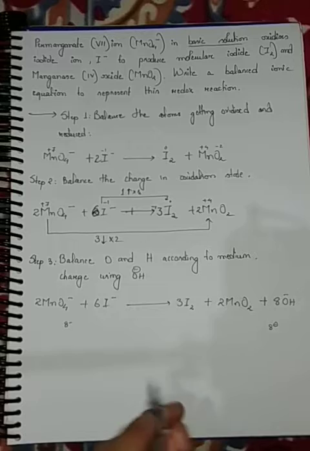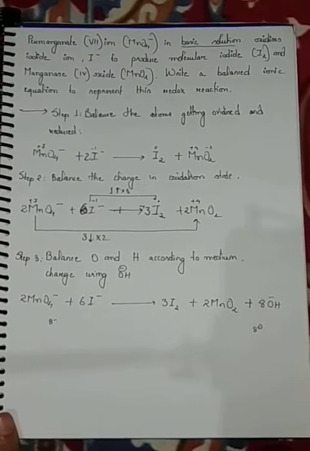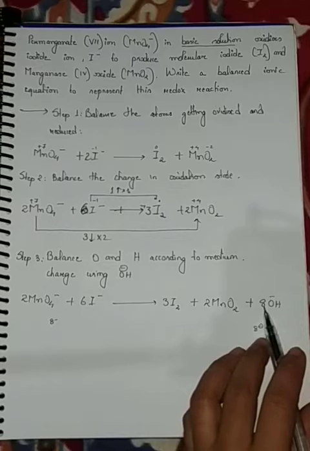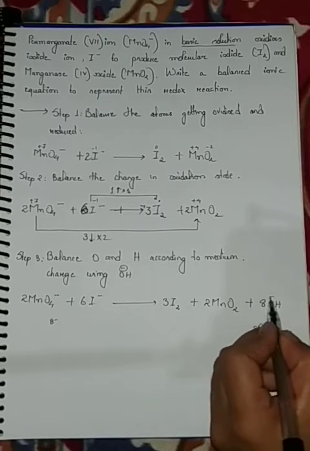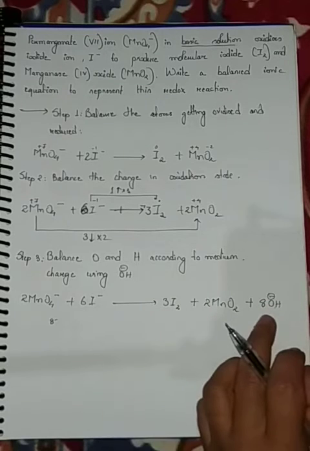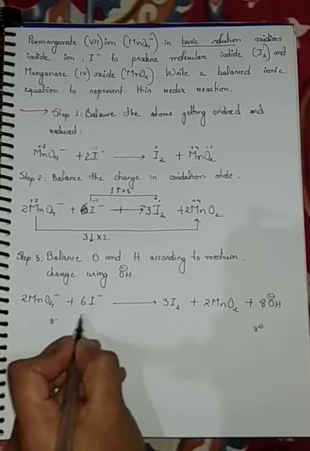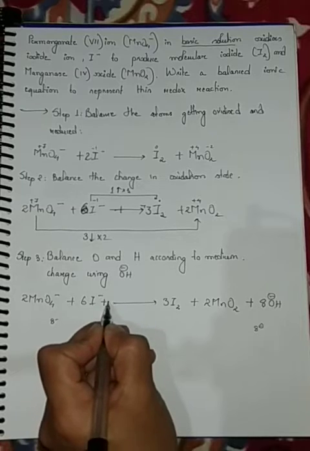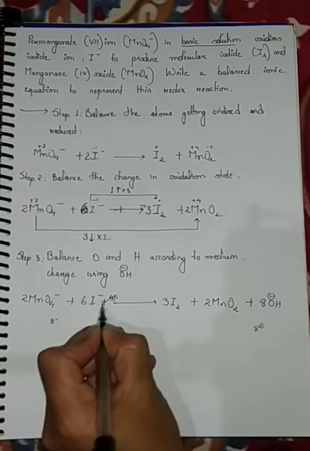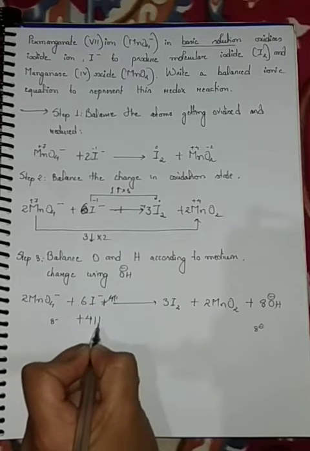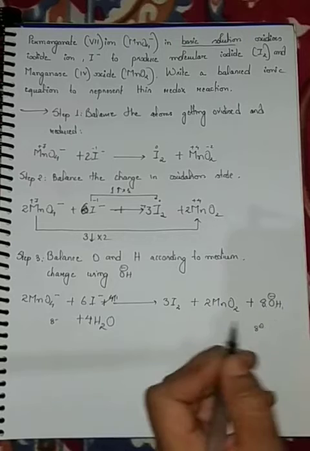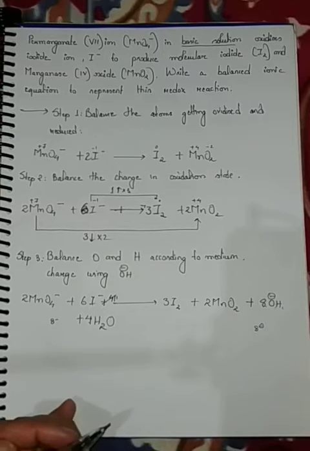It's already balanced now. Add OH minus here. Now the charge is balanced. We are adding 8 OH minus ions, so therefore we need 8 hydrogen atoms. So balancing the total number of hydrogen atoms, we will be adding plus 4H2O. 4 times 2 is 8, and 8 times 1 is 8. So here hydrogen is also balanced.